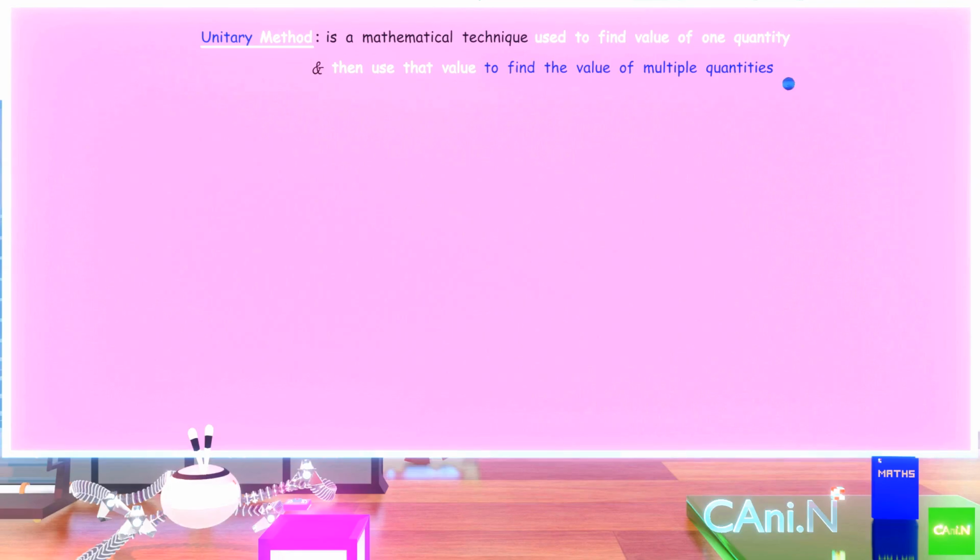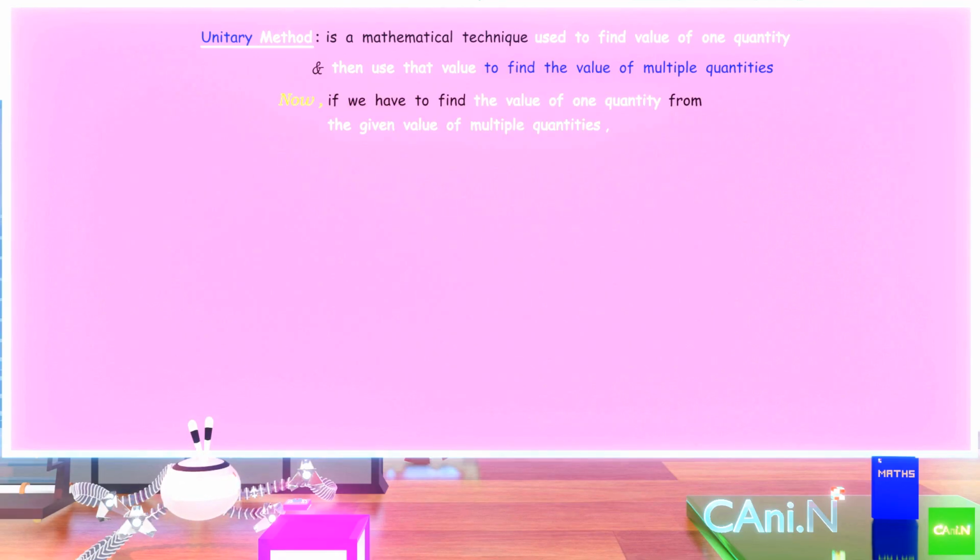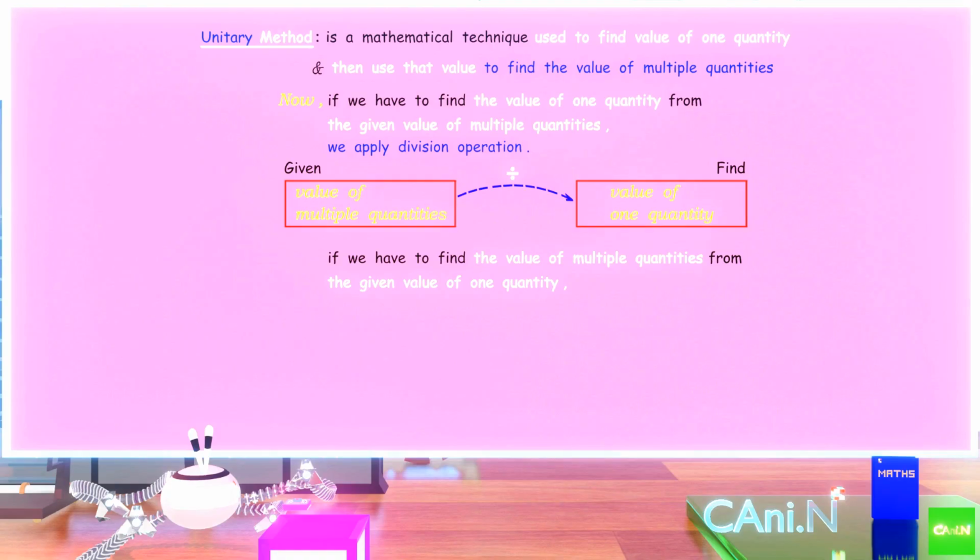Now, let's look into the unitary method. Unitary method is a mathematical technique used to find the value of one quantity, and then use that value to find the value of multiple quantities. Now, if we have to find the value of one quantity from the given value of multiple quantities, we apply the division operation. If we have to find the value of multiple quantities from the given value of one quantity, we apply the multiplication operation.